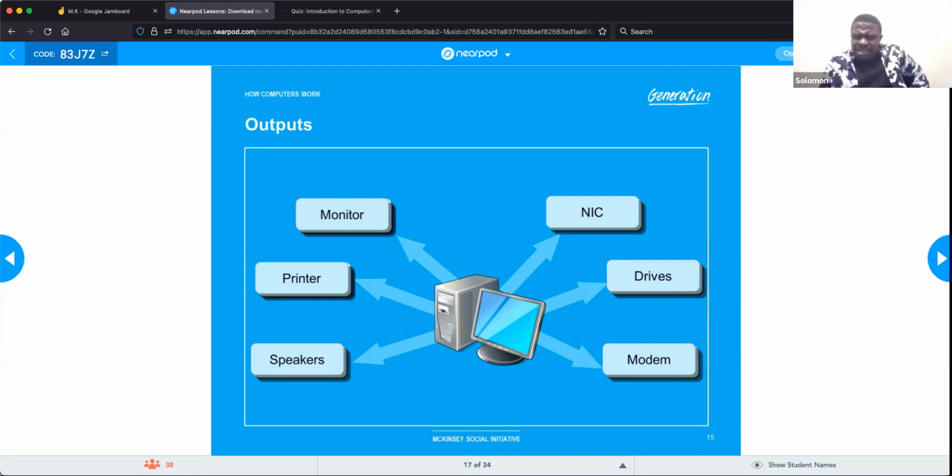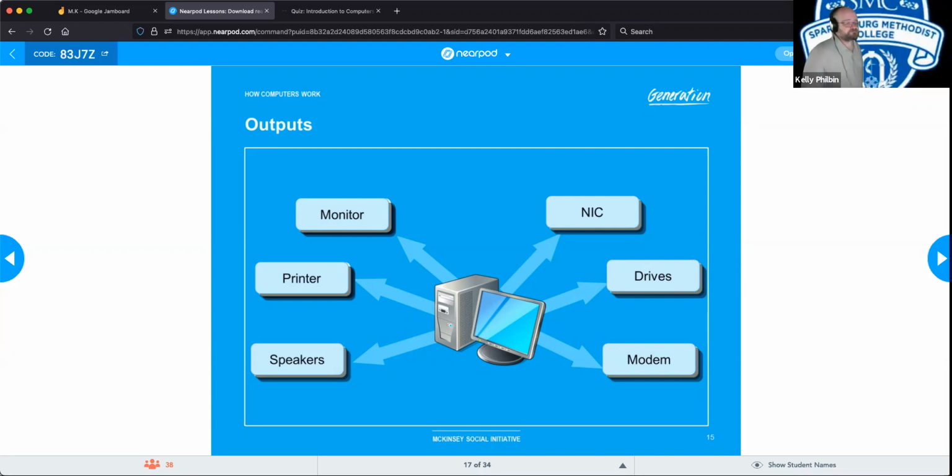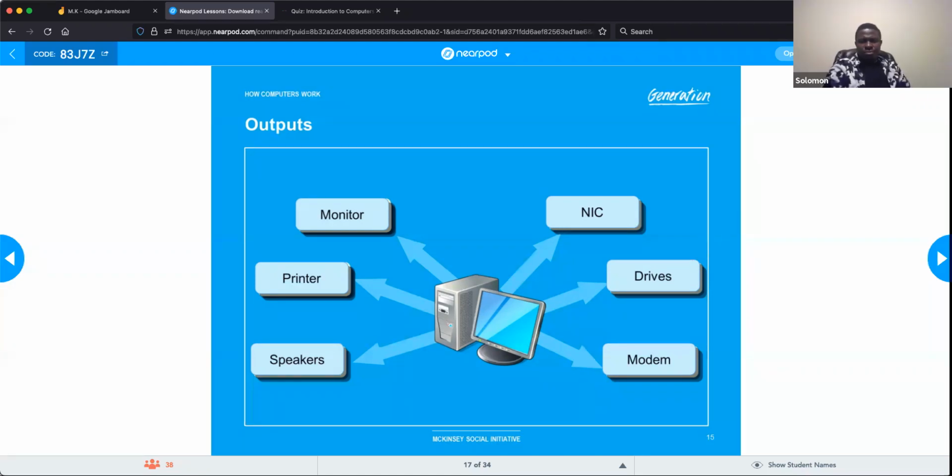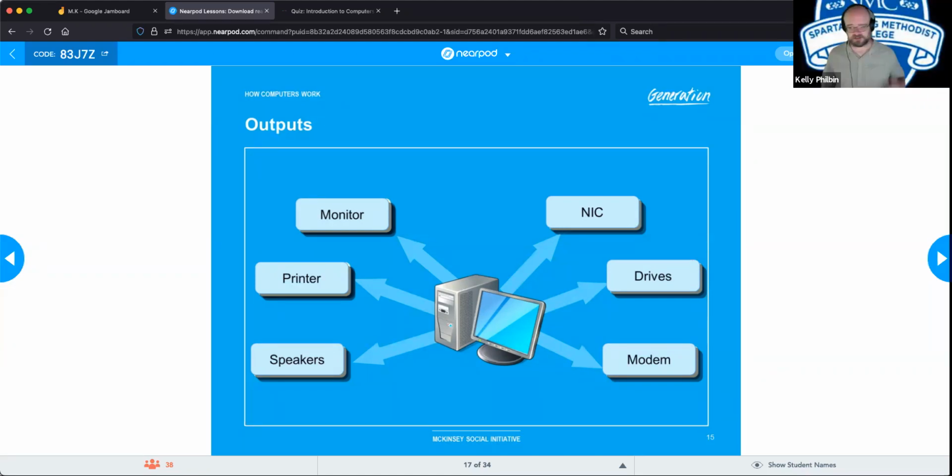Solomon: Modem, I think it's an input, not output. Modem is both. Modulator, demodulator. It is both. When you're connected to the internet, it is receiving information from the internet, which would be an input, and it sends information out to the internet, so output. Okay, a modem is both. That's how we're able to communicate in two directions on the internet.